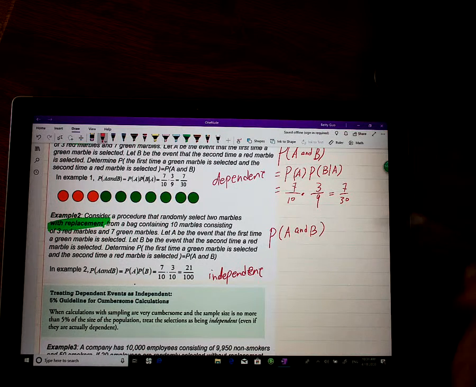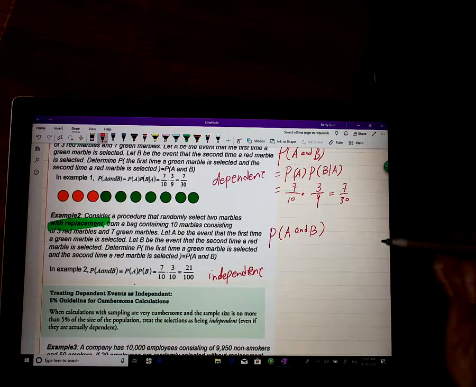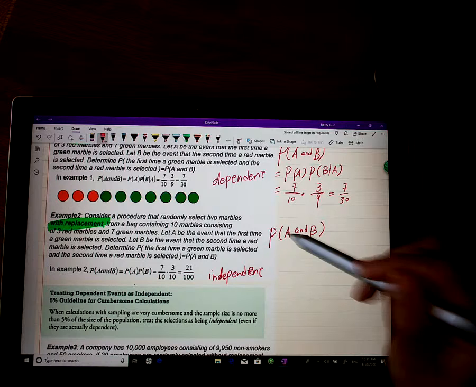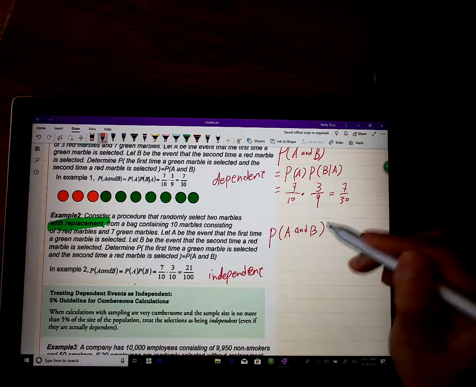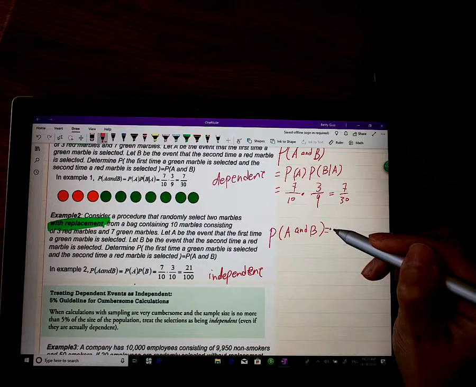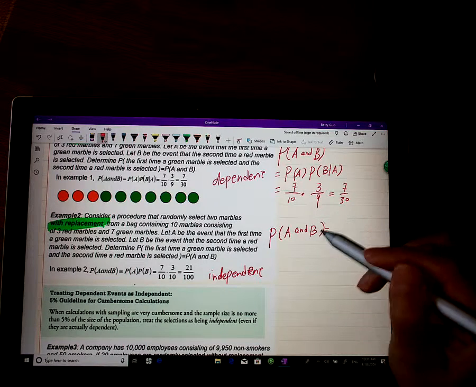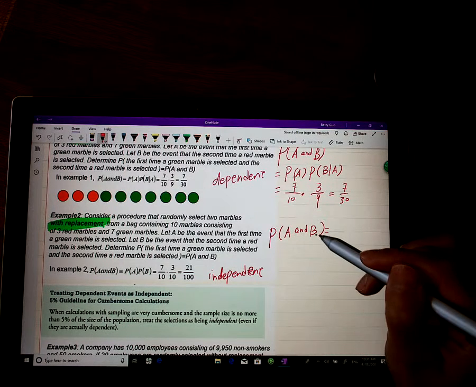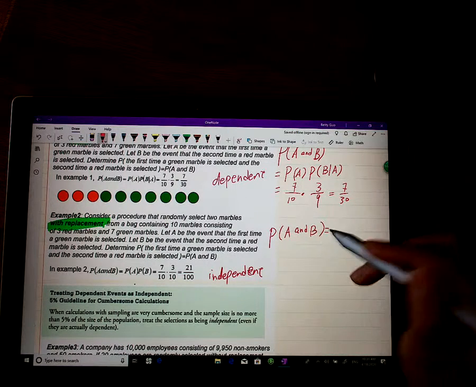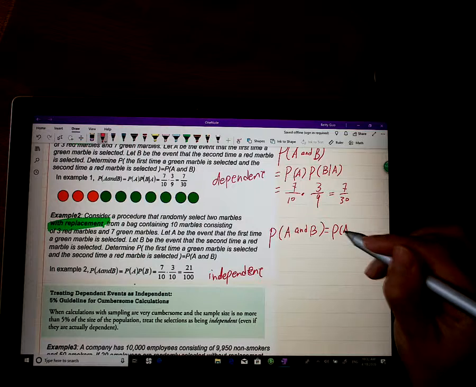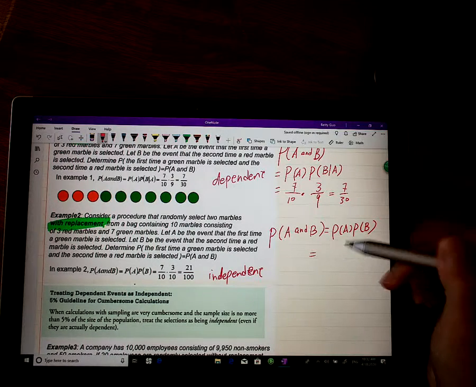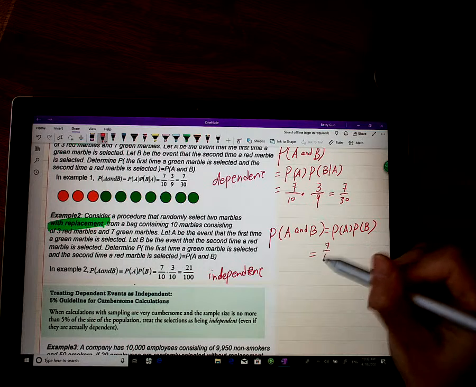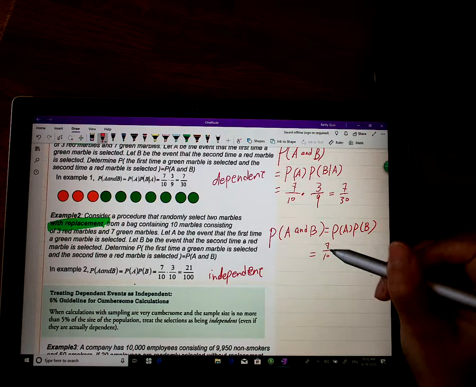Well, you know, I'm going to apply the multiplication rule, but I need to determine are A and B dependent or independent? Independent, so the formula would be different. Remember the flow chart that I showed you in the previous video. In the case that A and B are independent, P of A and B equals P of A times P of B. Okay, what is P of A? We know that's 7 over 10, right? 10 marbles, 7 of them are green.